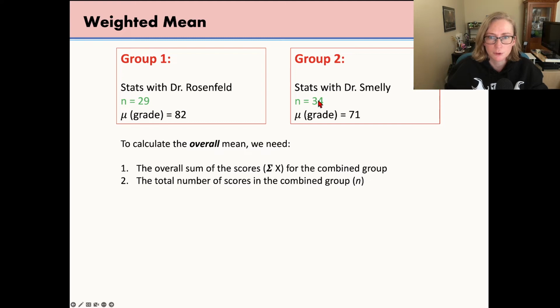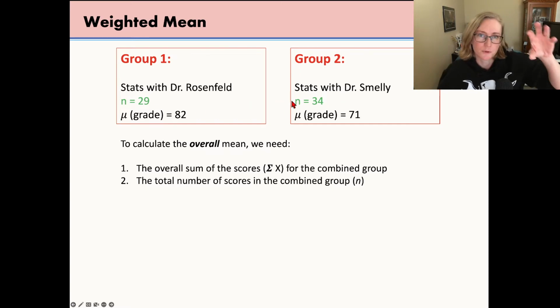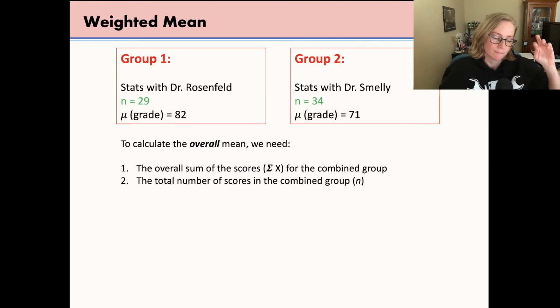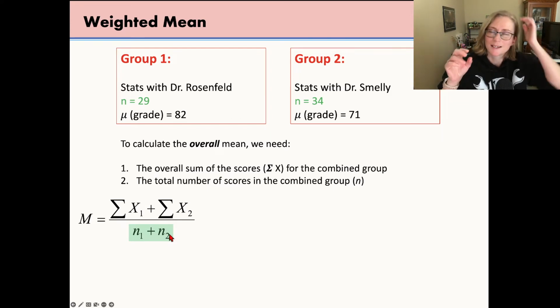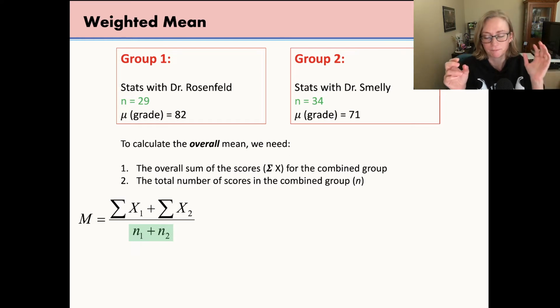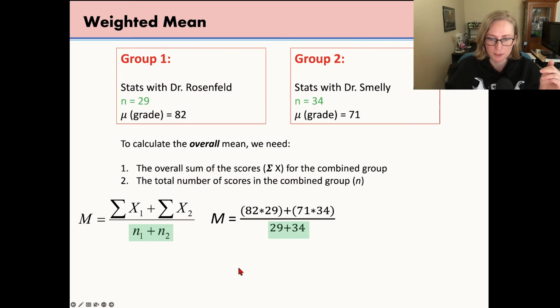29 people here, 34 people here, so we can simply add those 2 together. This is going to be the number that we divide by, right? Because it's the sum of scores divided by your frequency, the total amount of individuals. So if we're going to write that out, the overall mean is going to be the sum of scores for group 1 plus the sum of scores for group 2 divided by both samples together, right? 29 plus 34. That's going to be the more simple calculation.